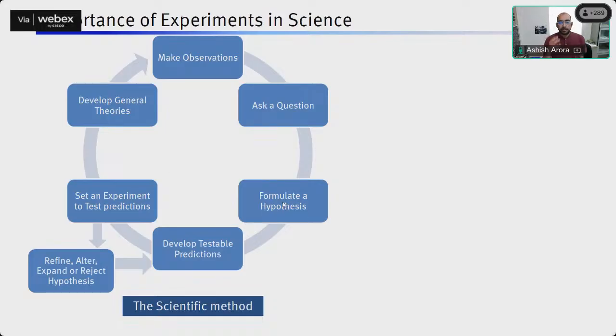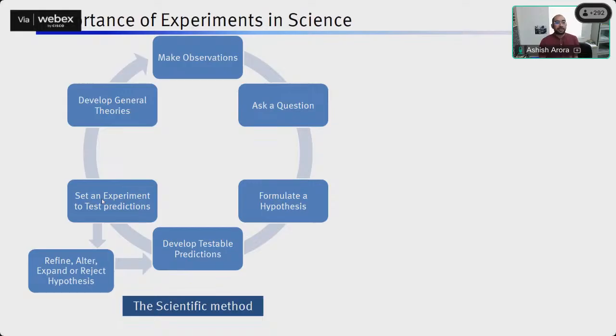Now this hypothesis does not stand there until we predict something using it, and then we have to test those predictions. So essentially we develop some testable predictions and we have to test that. Now for testing that we set an experiment. Essentially, experimental science is a central part to the scientific method. Now, we set this experiment to test those predictions.